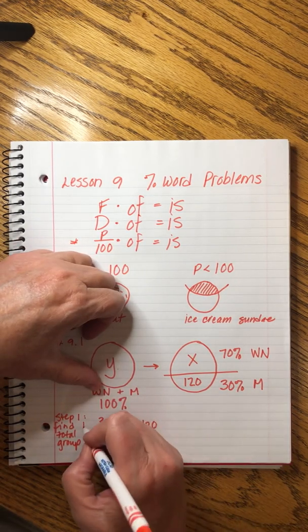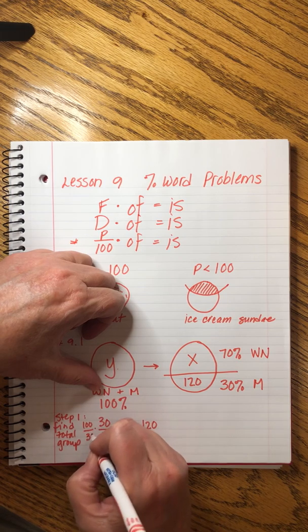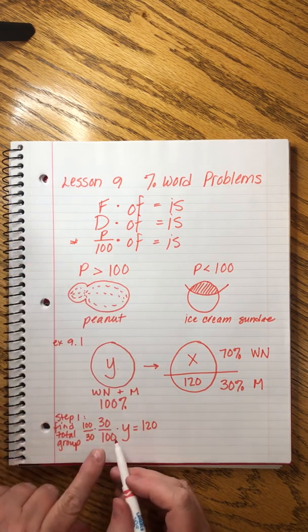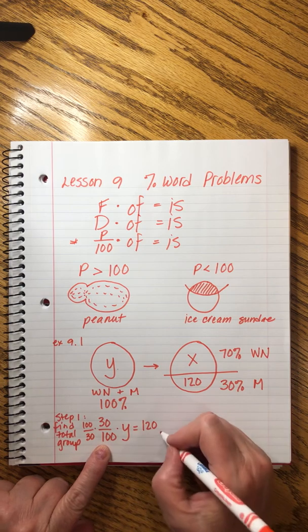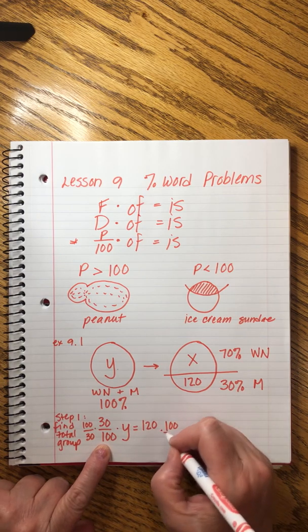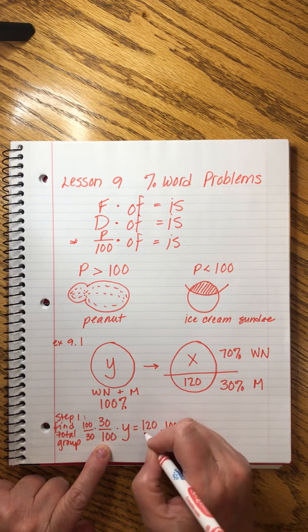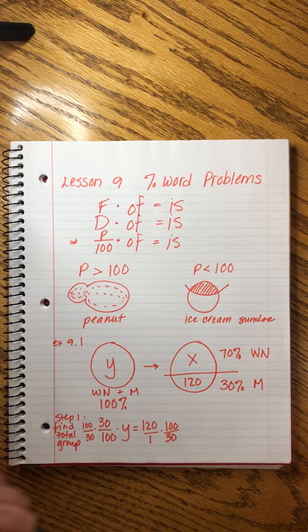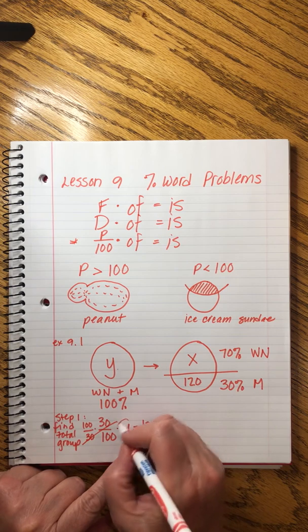I'm going to multiply this by 100 over 30. I'm going to use the reciprocal because I don't want to divide by a fraction. That's just too much, you guys. I can't. I'm going to put that over 1 so it doesn't look confusing. This all cancels and goes to 1. And y is by itself.